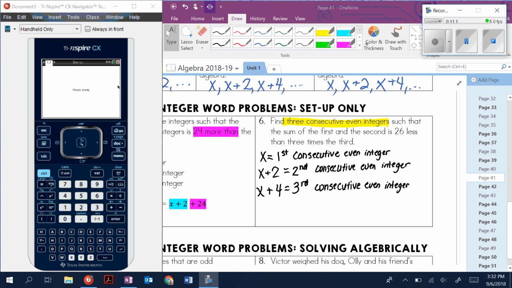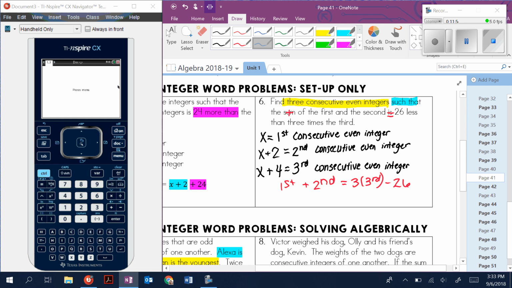Okay, now reading on in the word problem, it says such that. All right, such that means we're transitioning into the equation. So the sum, we're adding the first and the second. So the first plus the second equals 26 less than 3 times the third. So we're taking 26 away from 3 times the third integer.